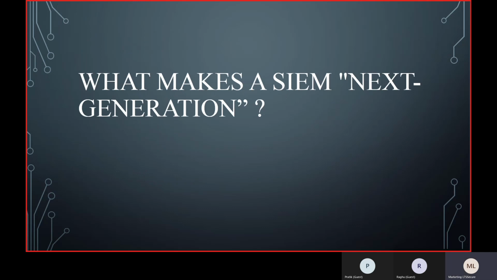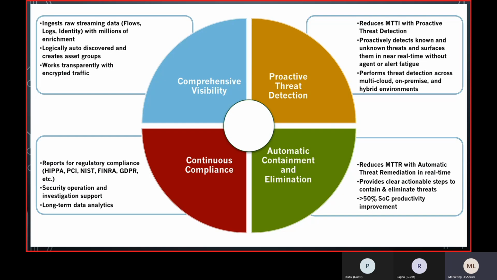What makes a SIEM next generation? In this diagram, we are looking at the four main components: comprehensive visibility, proactive threat detection, continuous compliance, and automatic containment and elimination. We will see all these on the further slides.